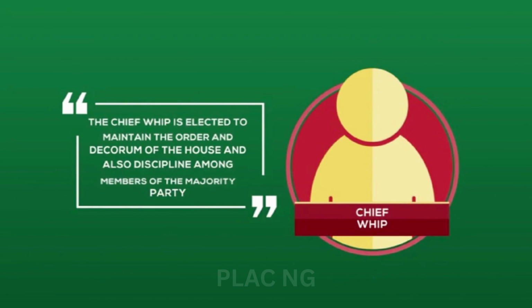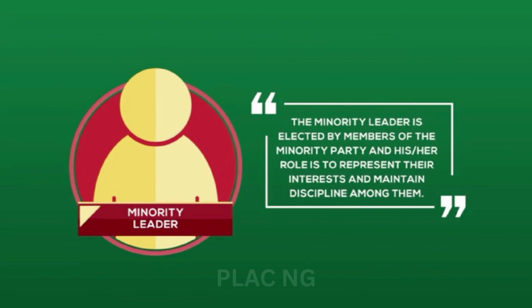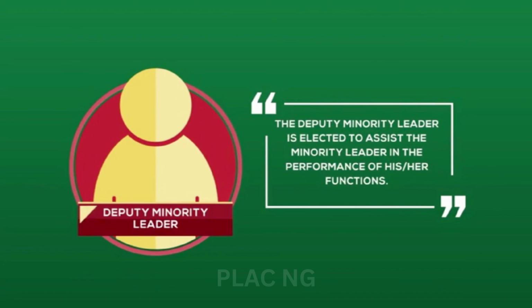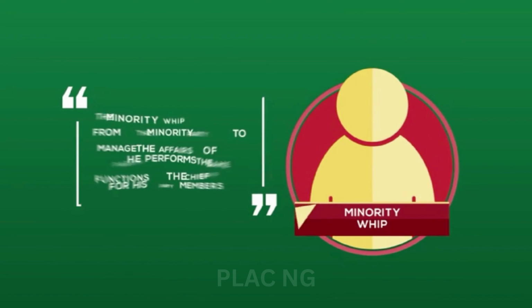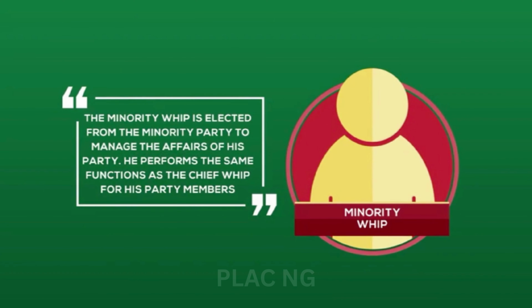the majority party. The Minority Leader is elected by members of the minority party, and his or her role is to represent their interests and maintain discipline among them. A Deputy Minority Leader is also elected to assist the Minority Leader in the performance of his or her functions. The Minority Whip is elected from the minority party to manage the affairs of his party. He performs the same function as the Chief Whip of his party members.